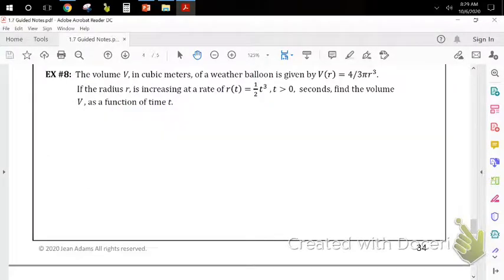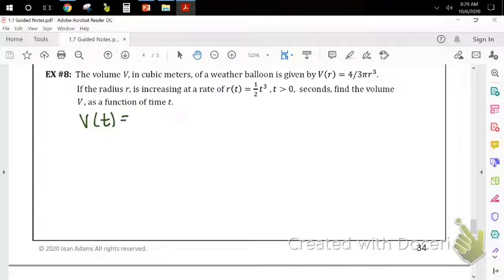So example 8 says a volume V in cubic meters of a weather balloon is given by V of r is equal to 4/3 pi r cubed. If the radius r is increasing at a rate of r of t is equal to 1/2 t cubed, where t has to be greater than 0 seconds, find the volume V as a function of t. So it told us there, we want to find V as a function of t. So we're looking for V of t.